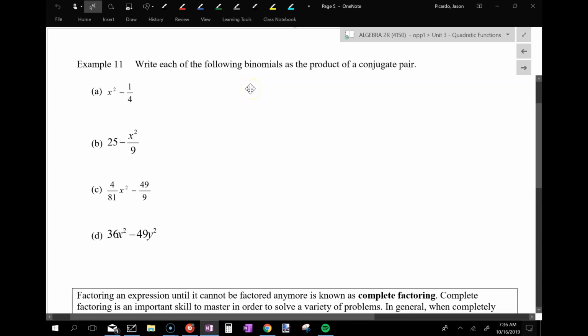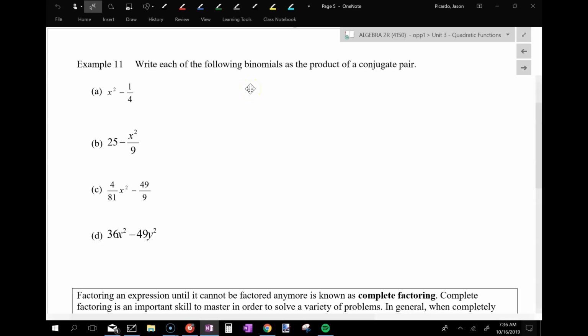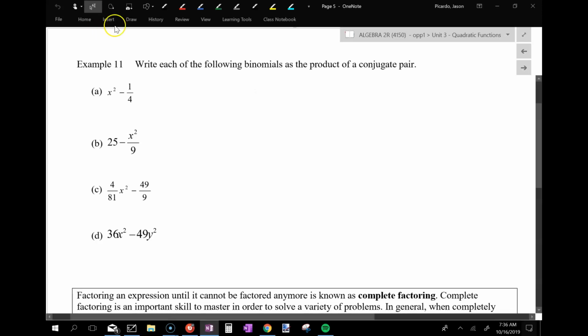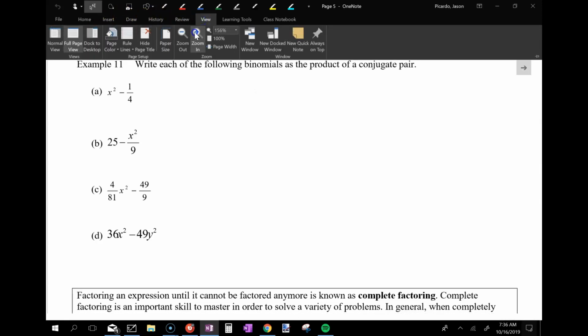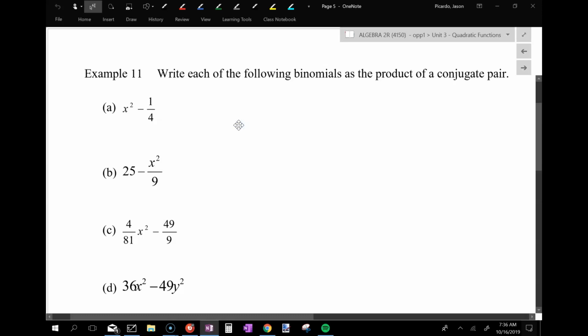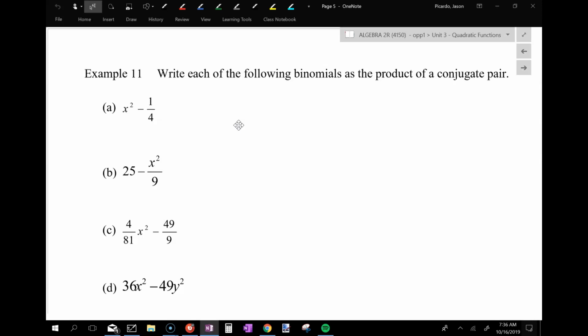All right, so one of the things that we talked about prior to break was we said we could find greatest common factors, and I thought you guys did a good job with that. The other thing we talked about was differences of perfect squares, right? What made something a difference of perfect squares? You had to have three things in order to do that, right?